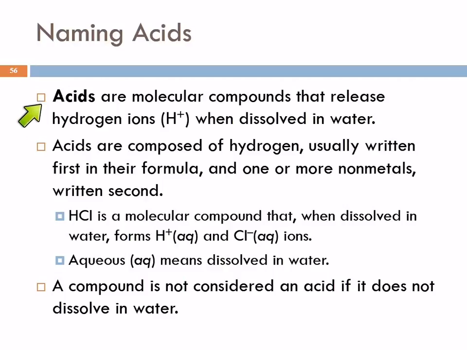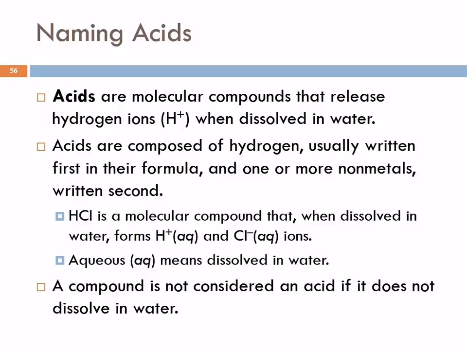So when we look at the formulas for acids, like HCl, it's composed of two nonmetals. It's not an ionic compound. But when you dissolve it in water, it forms some ions. So there's a separate way of naming acids. We recognize them because acids are composed of hydrogen, which is usually written first in the formula, and one or more nonmetals that are written second. So when you look at a compound's formula, if it starts with H, bingo, it's an acid. The names are even easier to recognize because all the acid names have the word acid in them.